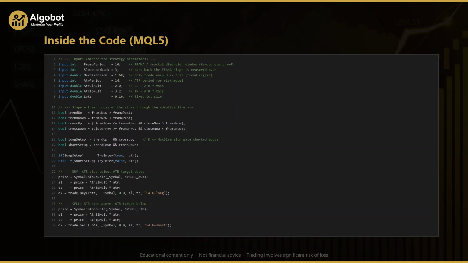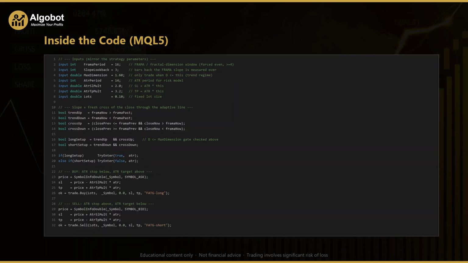MaxDimension at 1.6 is the regime gate. Then AtrPeriod of 14, with stop and target multipliers of 2.0 and 3.2, defines the risk model, and lot sets the fixed trade size. Below the inputs is the decision block.